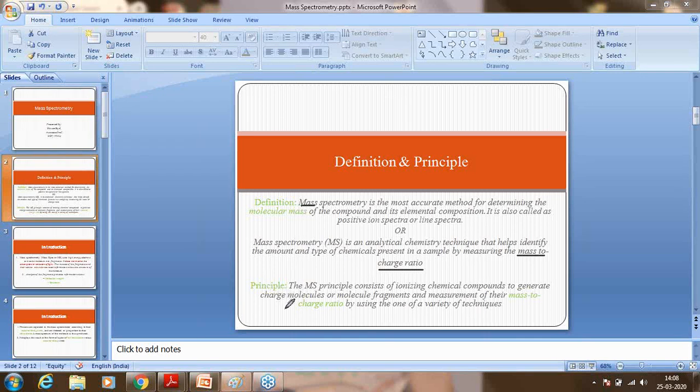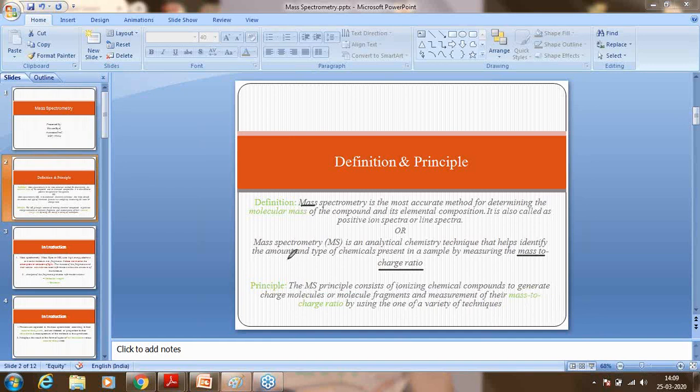What is the principle? The principle is that it consists of ionizing chemical compounds to generate charged molecules or molecular fragments and measurement of their mass to charge ratio by using one of a variety of techniques.